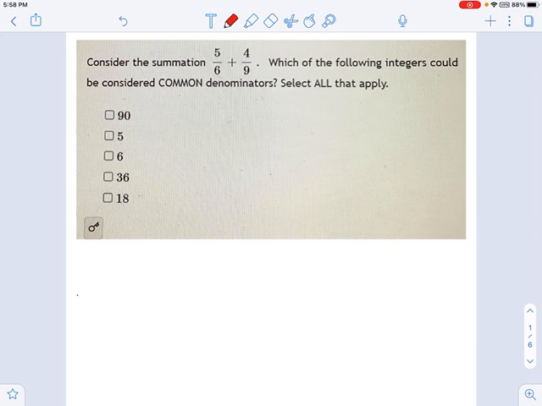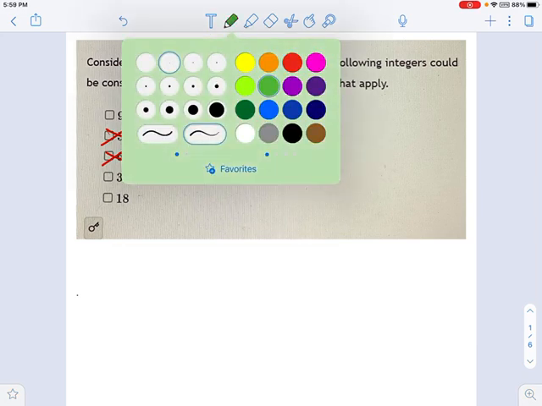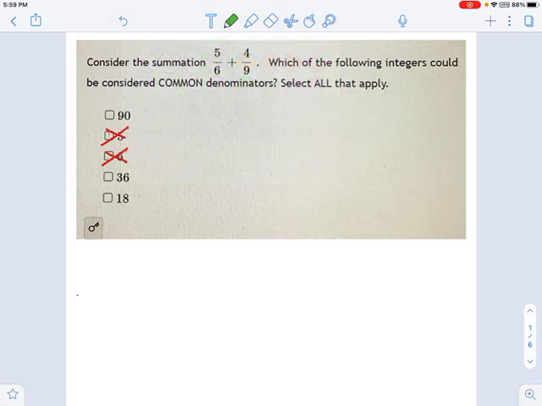Now, we can rule out some things. Obviously, 5 is not a common denominator because there's nothing that 5 has in common with 6 and 9. 6 seems like a good common denominator for one part of this thing, but it's not going to work for 9 because 9 is bigger than 6. So we can also rule that out. Now, these other ones I want to think about in terms of, are they multiples of 6 and 9?